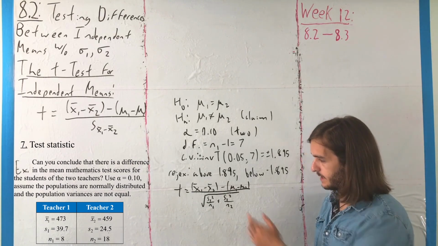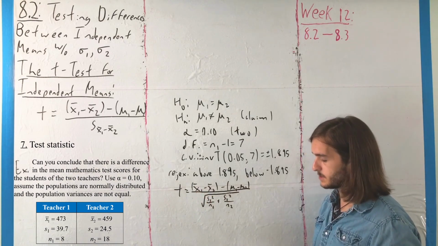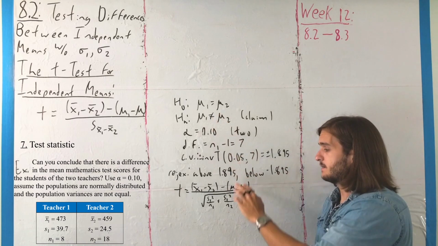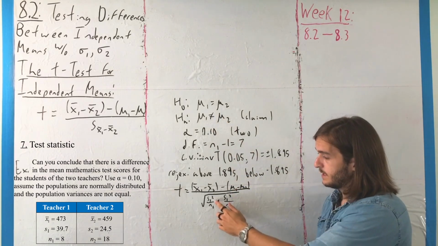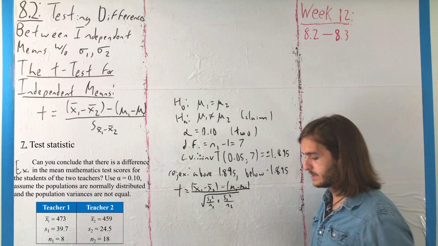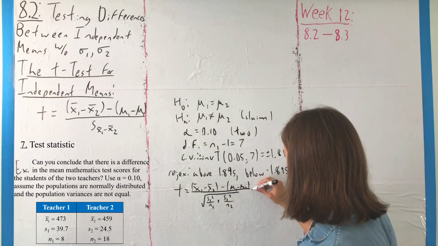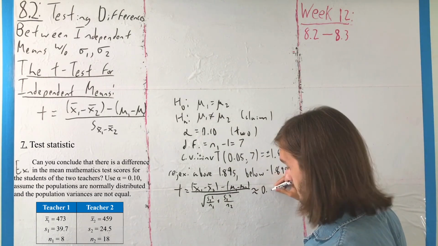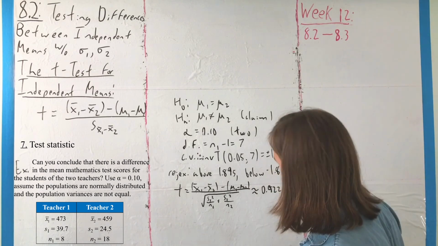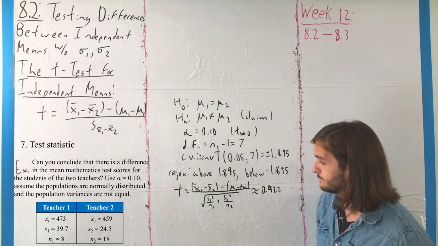Now, where does it go? We're going to have that 473 minus 459. Like I said, we're assuming that these are the same, so that difference is going to be 0. And then down here, we're going to throw a bunch of nasty little pieces into a radical, and what we should end up with is something approximately equal to 0.922.